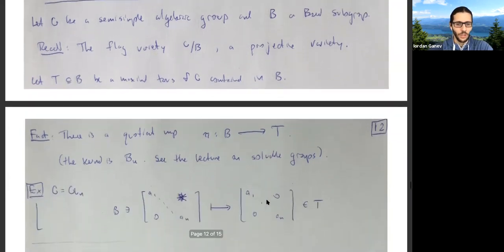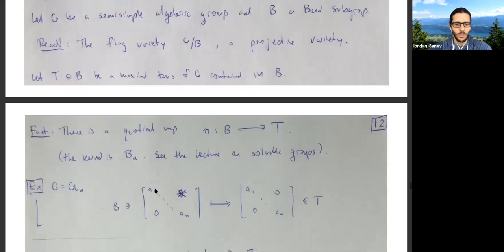And then for GL_n, this is a map that just takes an upper triangular matrix and maps it to the diagonal matrix whose entries are the same as those of the upper triangular matrix. So this is a map of groups. If you do this for a general matrix that's not upper triangular, this is not a map of groups. But for upper triangular matrices, this works out. So we have this projection map.